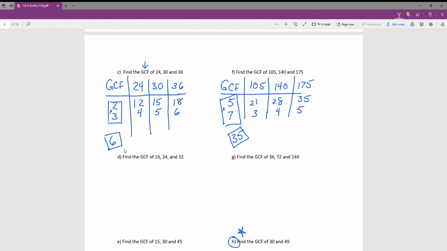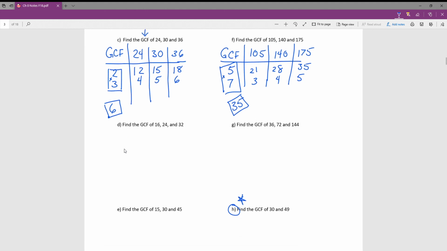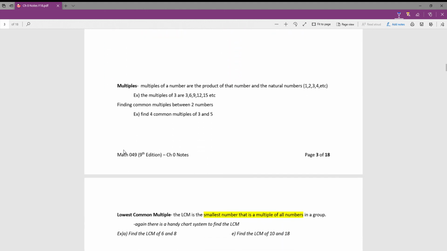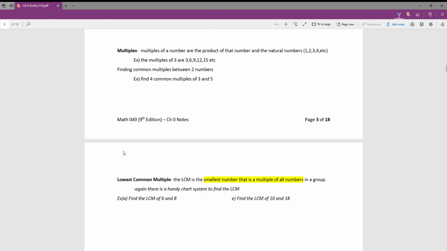And then we have one more topic, the last 3-letter acronym. So that's the end of greatest common factor. So the last topic here is multiples. And so this is going to build up towards the lowest common multiple, the LCM, that second 3-letter acronym that rounds out this first part of chapter 0.